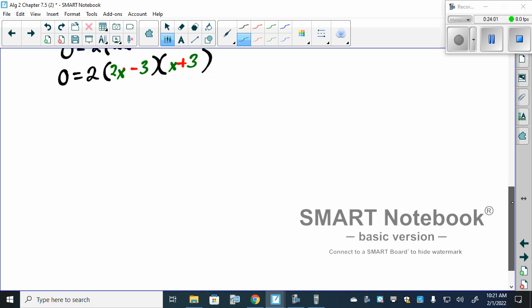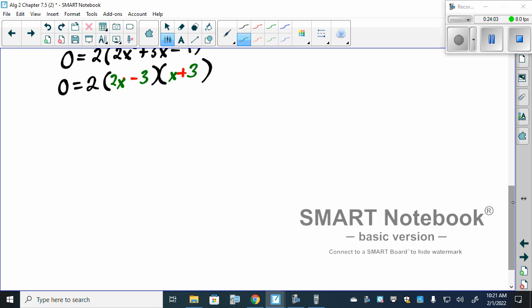Now we do have 2 or more things multiplied together to equal 0. I don't care about the 2 because the 2 does not have a variable with it, so there's no way that it could make it 0. The main ones we're focused on are the 2x minus 3 being 0 and the x plus 3 being 0.